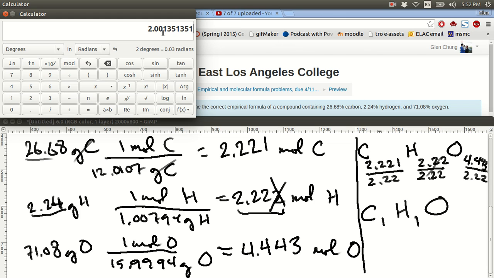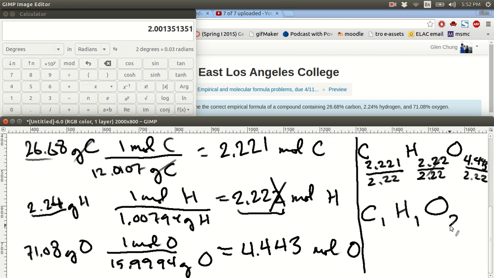see, it's important to have all these significant figures in the 4.443 and 2.22 because, look, this is almost a whole number. It is within 0.001. As long as you are within 0.01 of a whole number, you're good to round. Okay? So this is just a 2. So the empirical formula is CH2O. Does that make sense?